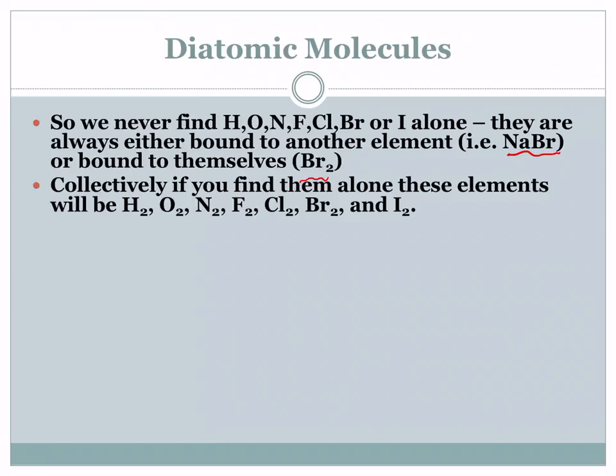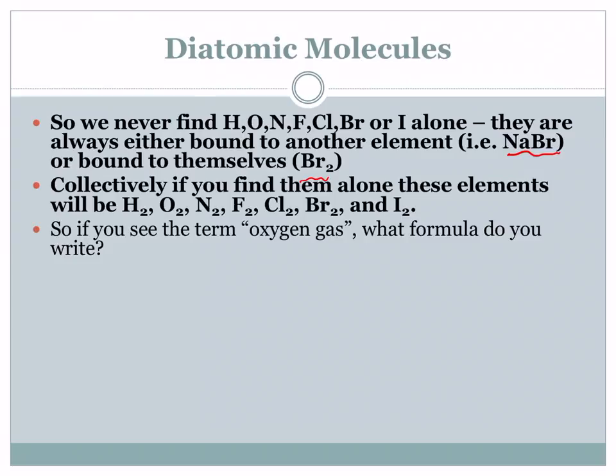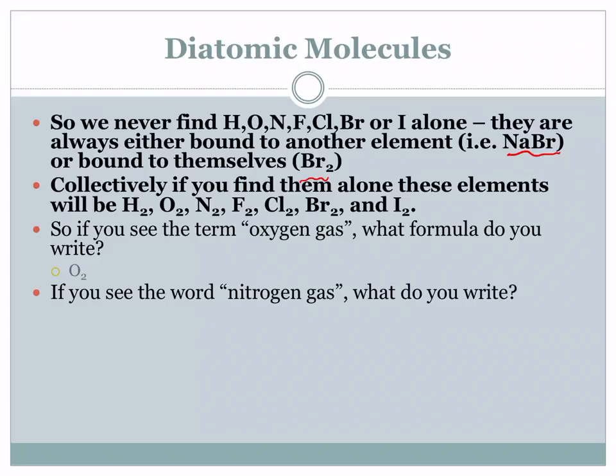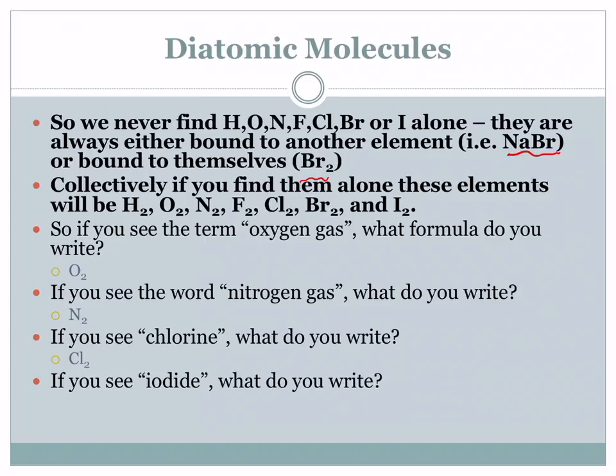So when we talk about them as individuals in a reaction or something like that, it would always be like H2, O2, N2, and so on. So if I say oxygen gas, what do you write? You write O2. Nitrogen gas, it's going to be N2. Chlorine, Cl2. Now, iodide, this is actually I minus.